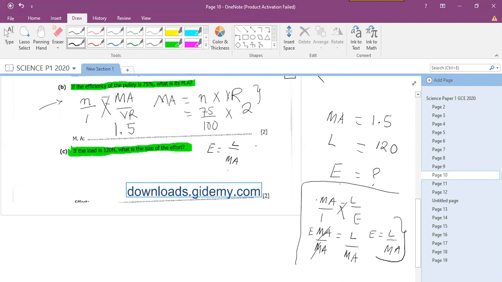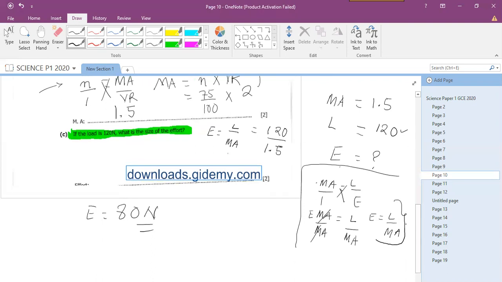So the load we have in the question is 120 newtons. So we're going to say 120 divided by the mechanical advantage, which is 1.5. So if we divide that, our effort will be 120 divided by 1.5, and the effort is 80 newtons. Once we finish this, I'm going to go through the entire question again so that you understand things properly. So that's our C part.